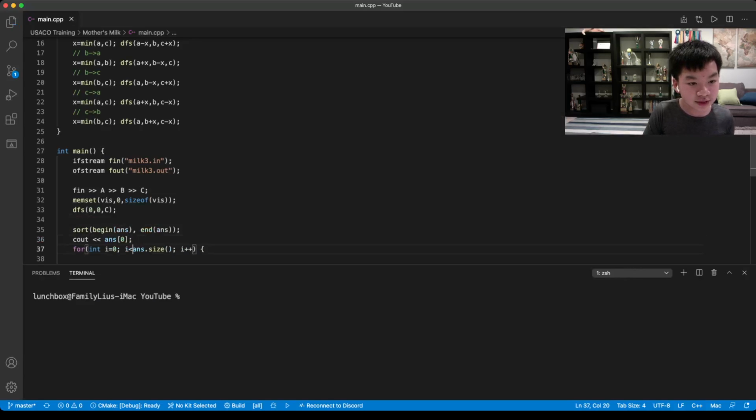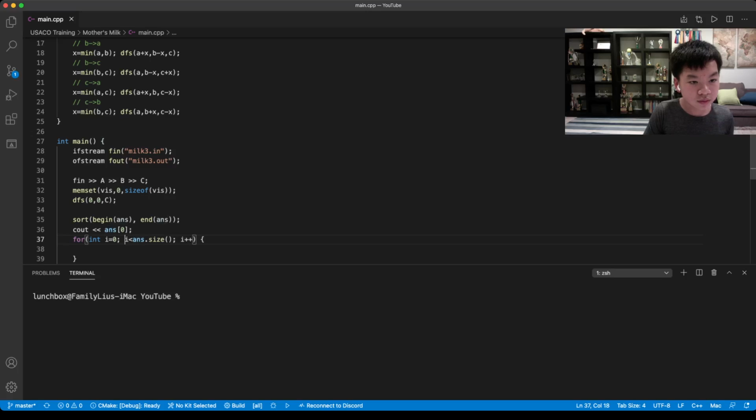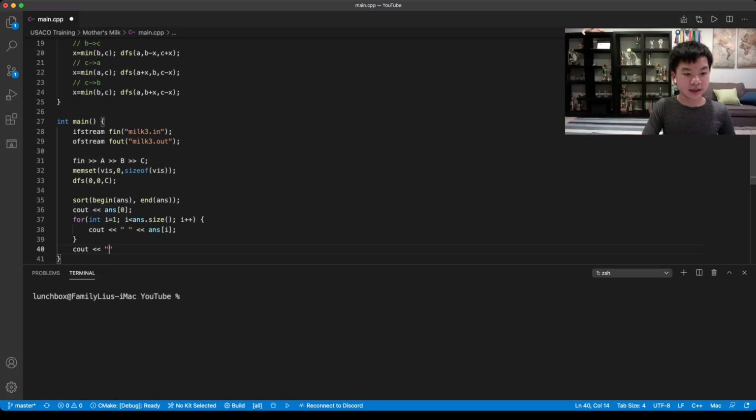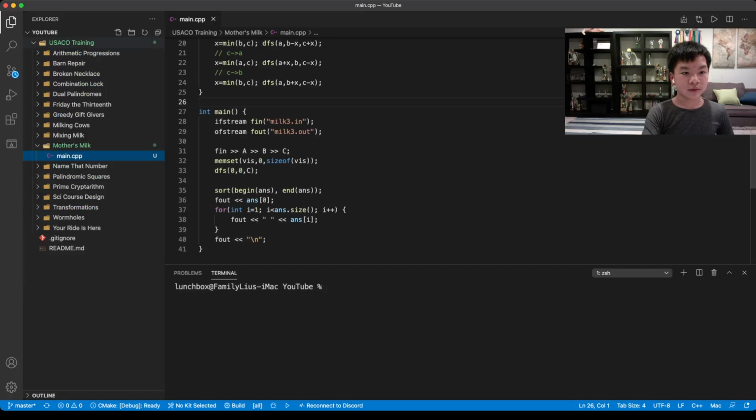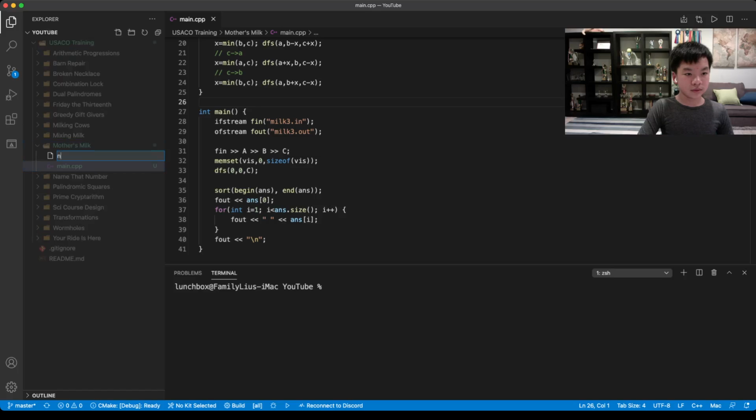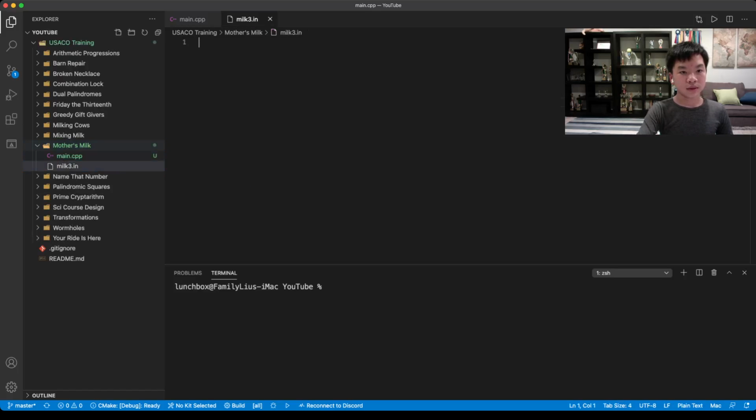Okay, so for each of these, we need to print a space and then answer of I. Okay, at the end, we just print an end line. Actually, we need to use fout since we're writing to a file, not writing to std out. Okay, so let's actually make our file. Okay, so let's test our first case.